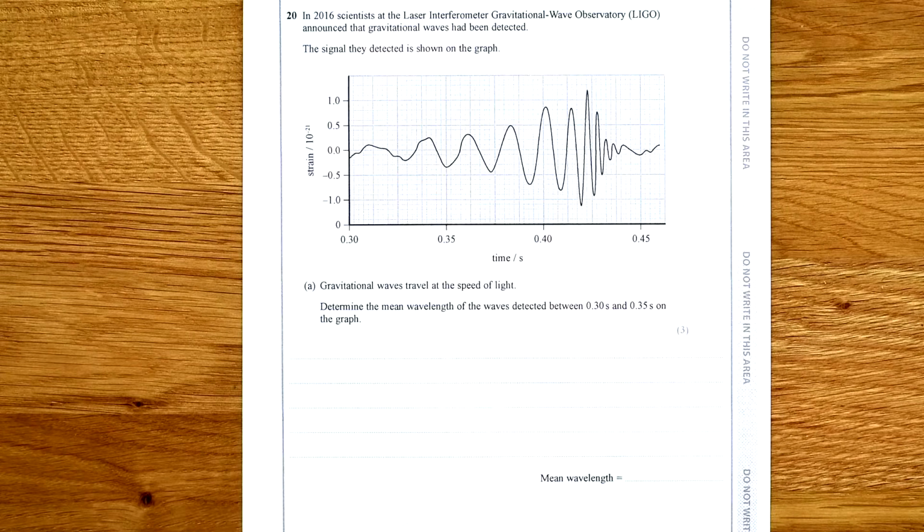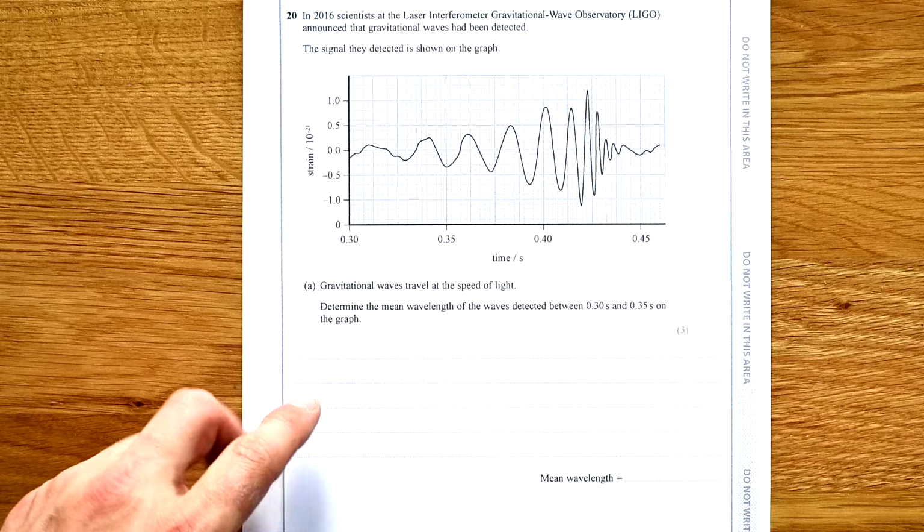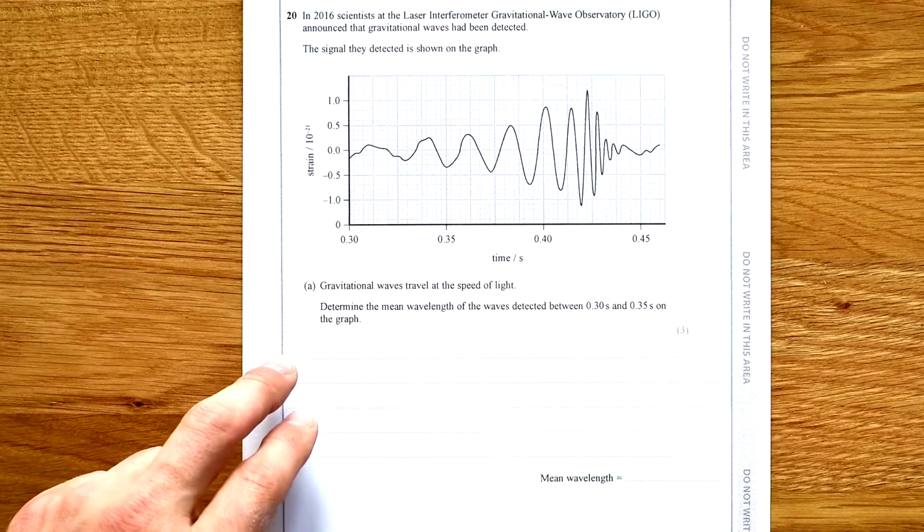20. In 2016, scientists at the Laser Interferometer Gravitational Wave Observatory, understandably shortened to LIGO, announced that gravitational waves had been detected. The signal they detected is shown on the graph. Gravitational waves travel at the speed of light. Determine the mean wavelength of the waves detected between 0.3 and 0.35 seconds on the graph.